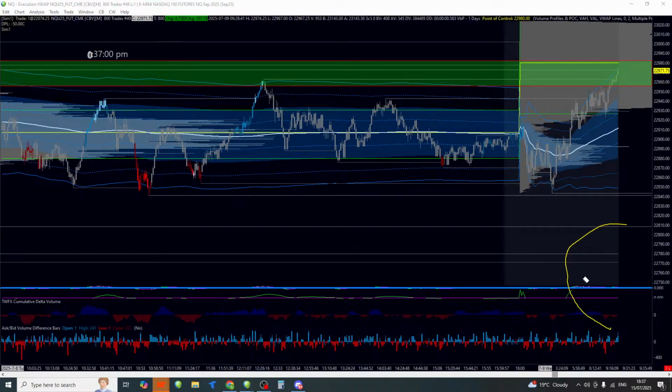Now what I use VWAP for is it helps me identify the market is in a trend. So when VWAP is slanting upwards and price is holding above one standard deviation like this, this is telling me that we are in a bullish condition.